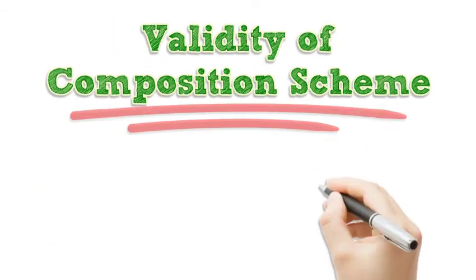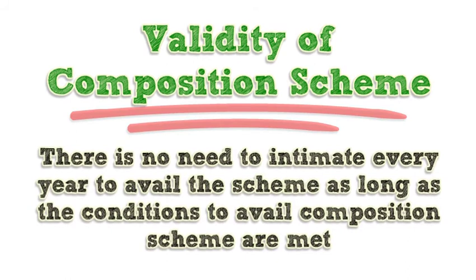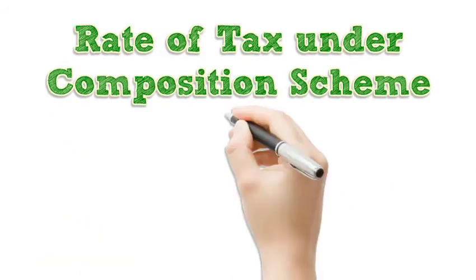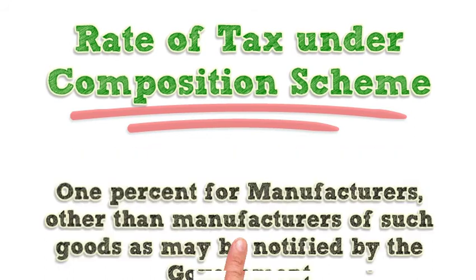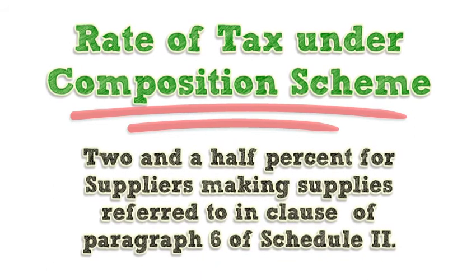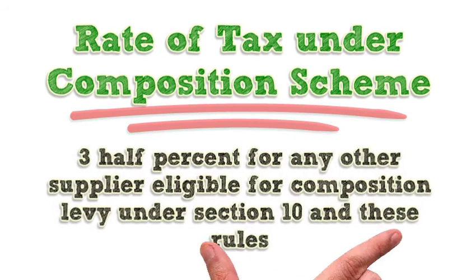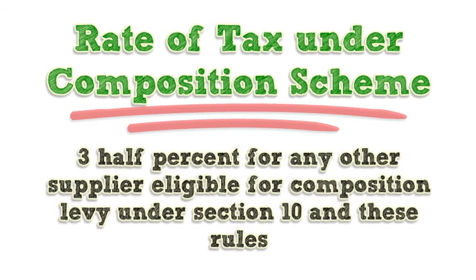Validity of composition scheme. There is no need to intimate every year to avail the scheme as long as the conditions to avail composition scheme are met. Rate of tax under composition scheme: 1% for manufacturers, other than manufacturers of such goods as may be notified by the government. 2.5% for suppliers making supplies referred to in clause of paragraph 6 of Schedule 2. 3.5% for any other supplier eligible for composition levy under Section 10 and these rules.